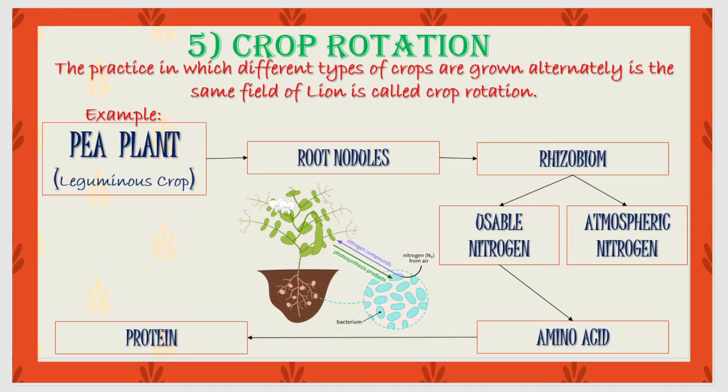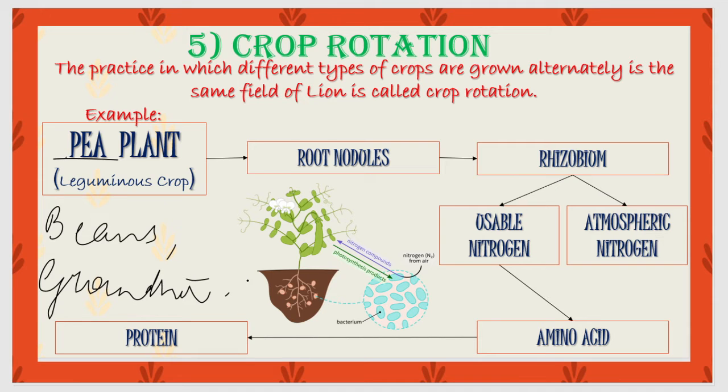The first example is peas, as given in the example only. Then we have beans, groundnut, gram, clover, etc. All these contain nodules inside them. These nodules are basically root nodules.